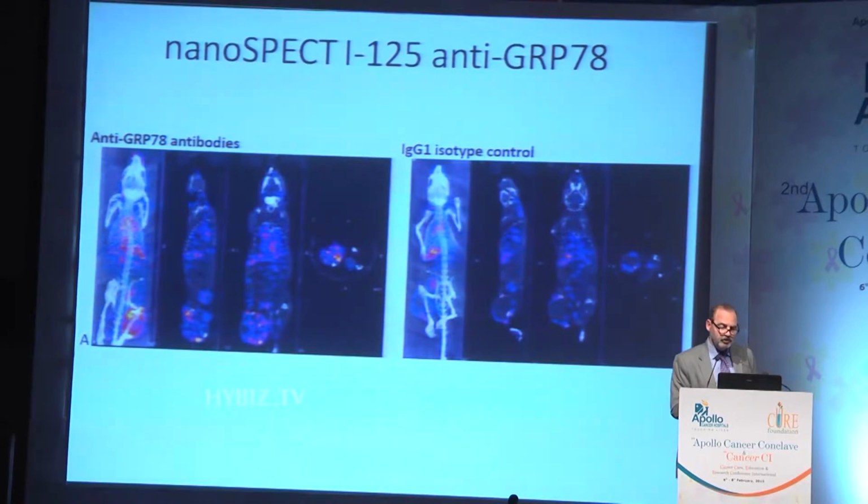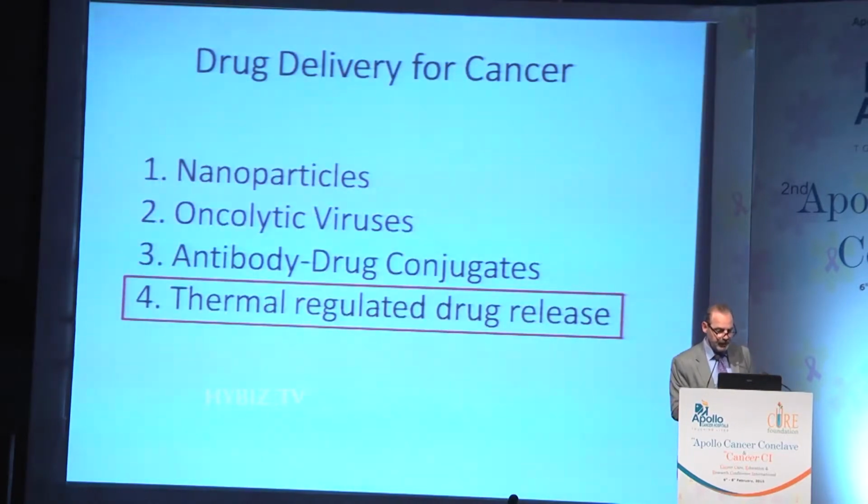Again, the goal is to bring this into clinical trials, so we would image the anti-GRP78 antibody with I-125, which is an internal emitter that we can image during the clinical trials. So this would require either SPECT or PET imaging for the planned clinical trials.